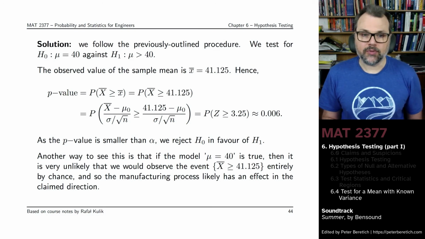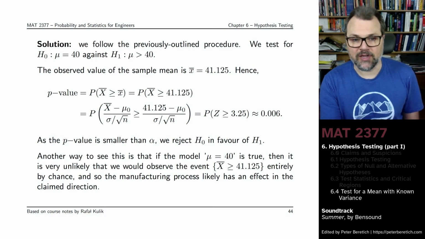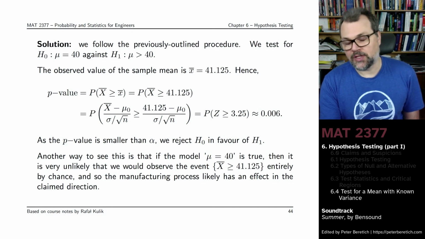Well, we need to compute the p-value, right? The p-value will be the probability that the sample mean in general should be greater than this quantity that we have observed here. And then we do the central limit theorem standardization: X bar minus the candidate mu0 divided by sigma over square root of n. Should that be greater than 41.125 minus mu0 divided by sigma over square root of n?